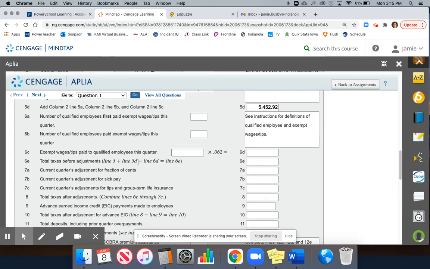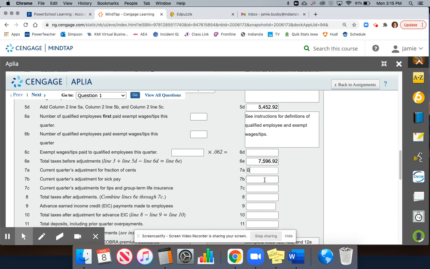Moving on to 6C, it says exempt. Again, we have nothing about exempt in our instructions. So you could put a 0 there. Moving on to line 6E, tells you to add line 3 plus line 5D minus line 6D. So we are left with $7,596.92. And we are going to use that number a lot.